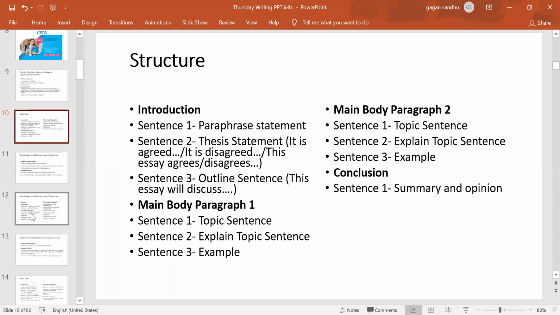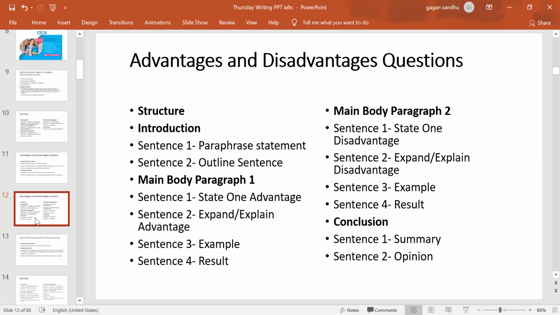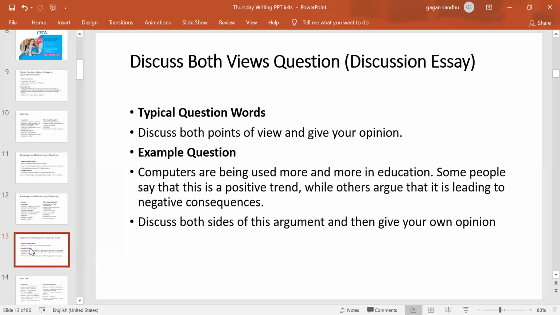So you see, every different type of essay requires a different type of structure in which you can write it and justify the statement. Okay, so these are the essays where we are discussing both sides of opinion, both-sided essays as we say in PTE. So a discuss-both-views question, we call it a discussion essay.